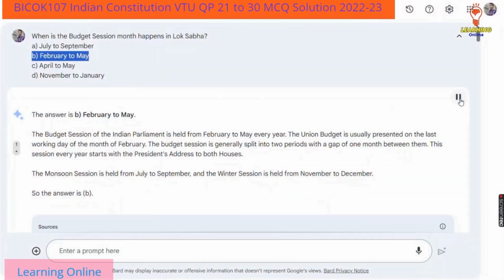The answer is B. February to May. The budget session of the Indian Parliament is held from February to May every year. The Union Budget is usually presented on the last working day of the month of February.